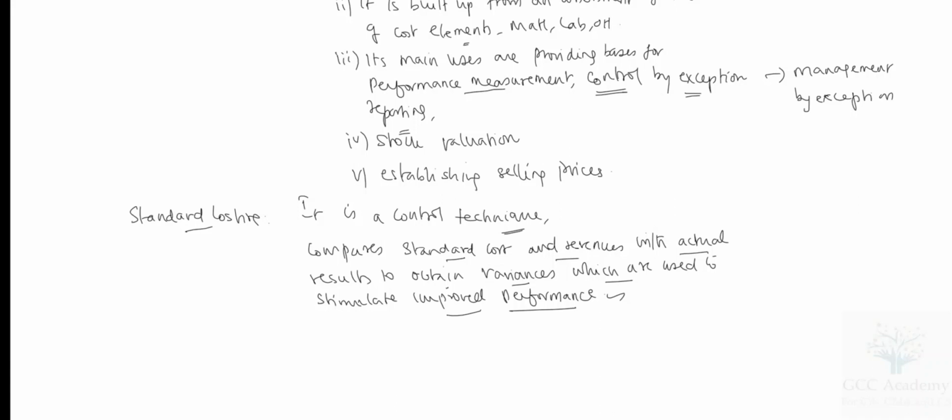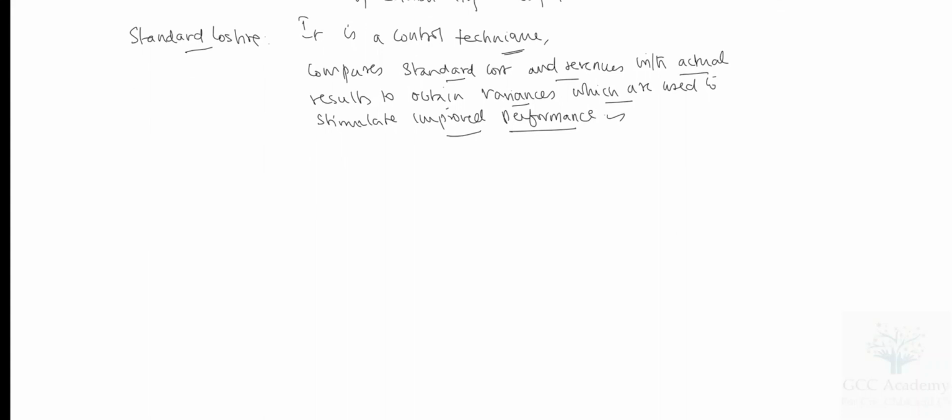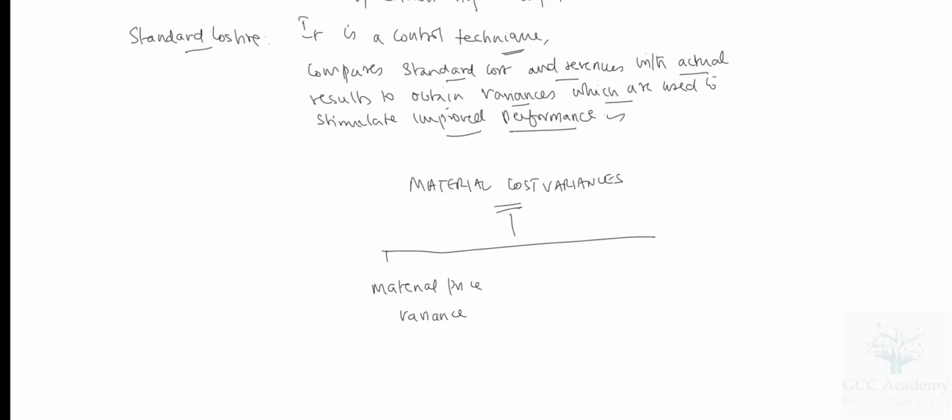So material cost variances, very interesting topic, formula driven. For academic purposes, you have to use a lot of formulas for calculating the variances. Now, material cost variances are broadly classified into two. Material price variance, then you have material volume or usage variance.